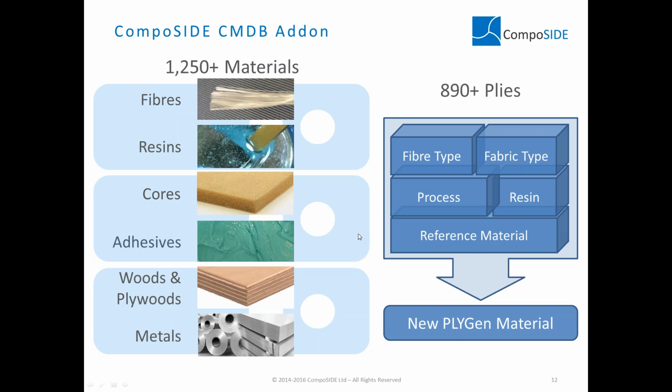In addition to that, there are close to 900 plies, which are created by a combination of fiber type, fabric type, selected process, and resin. And you can also create your additional plies using the plygen feature, which is included in CompoSIDE. So effectively, this is giving you thousands of possible combinations that you can create yourself in order to explore further the various options you have in terms of material choice.